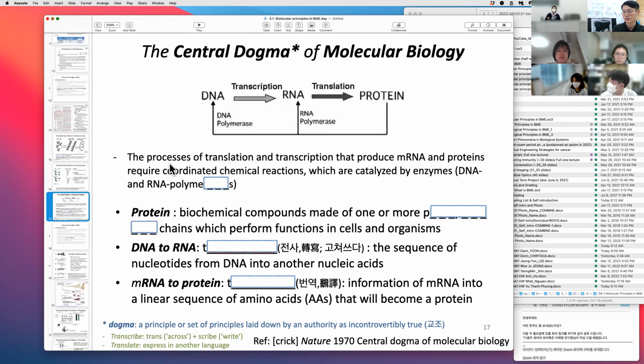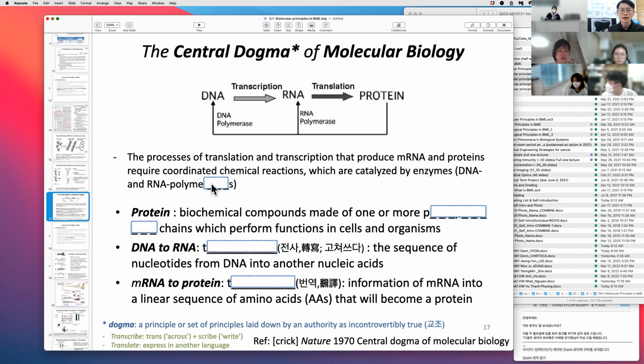So in the process of transcription, mRNA is produced, and making proteins requires coordinated chemical reactions catalyzed by enzymes. So we need an enzyme. An enzyme is, by the way, also a protein, okay? And for DNA to RNA, it's called DNA something, an RNA polymerase. Let's see, Anho.